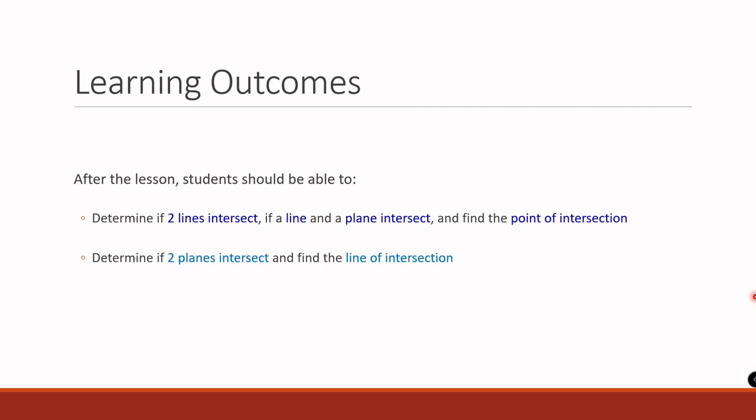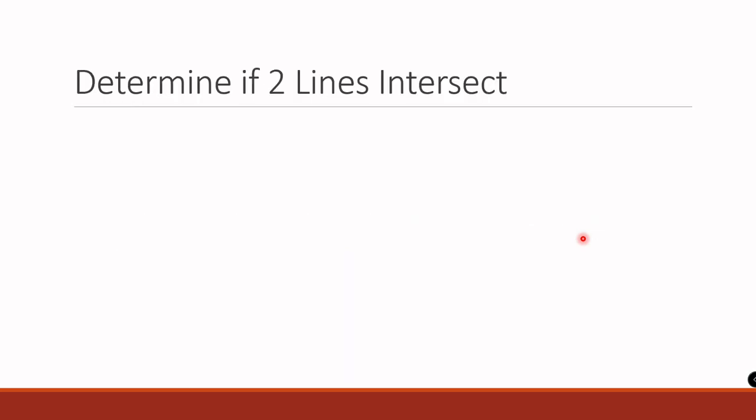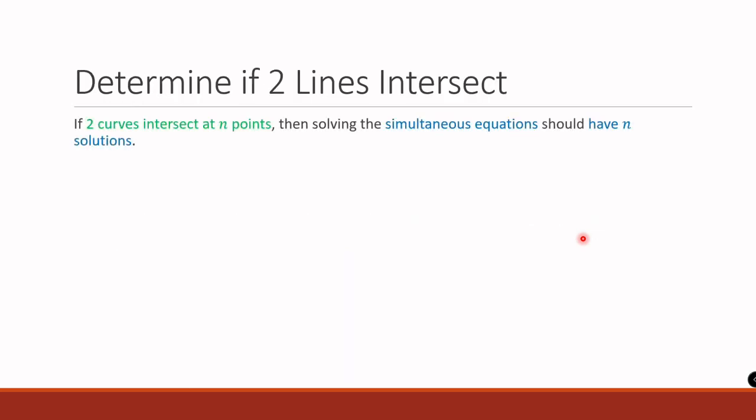In this video, we're going to look at questions related to finding the point of intersection of a line and a plane, two lines, and two planes. For two planes, we call it a line of intersection rather than a point of intersection. So let's start off with two lines intersecting.